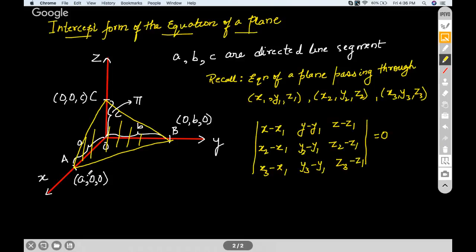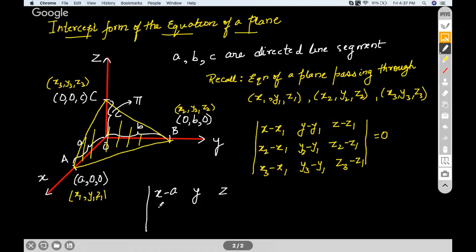Okay. So in this case, my x1 is a. You can call these points as x1, y1, z1. This as x2, y2, z2. And these 3 points as x3, y3, z3. Right? So now let us complete the equation. So x minus x1 is x minus a. Then we'll have y minus 0, z minus z1 is z. Okay. x2 minus x1 is going to be minus a. y2 minus y1 is going to be b. And z2 minus z1 is going to be 0. Okay. x3 minus x1 is going to be minus a again. y3 minus y1 is going to be 0, and z3 minus z1 is going to be c.